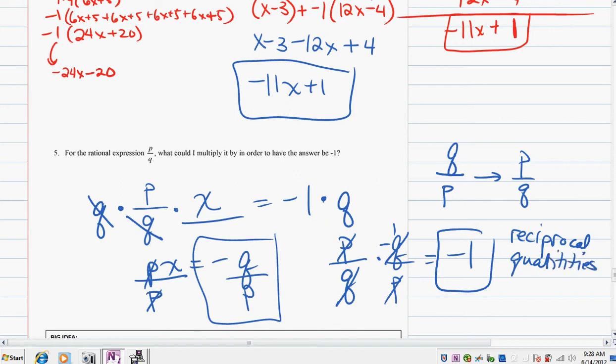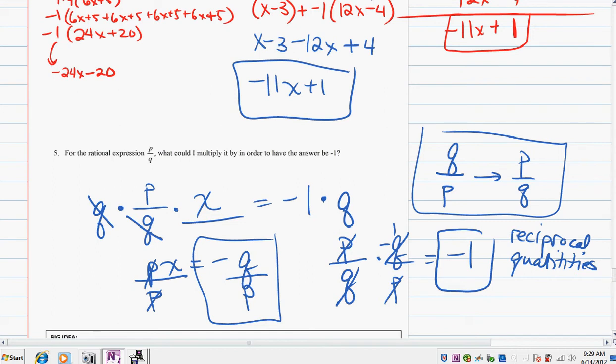You might hear them as the multiplicative inverse. That's true as well, but reciprocal is fine. It means that you flip the top and the bottom, and the interesting thing is when you multiply them, you get 1. So if you want to try to turn something into 1, you multiply it by its reciprocal.